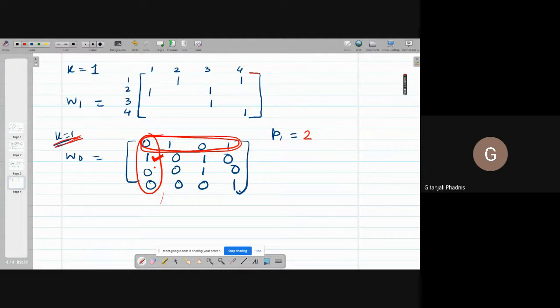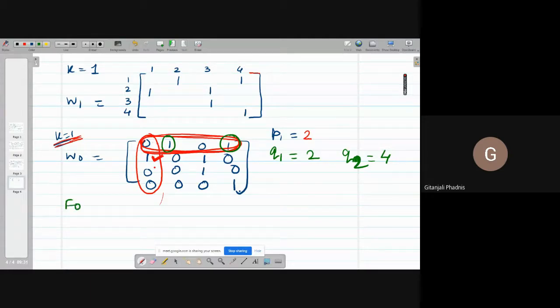Now look at the first row. In the first row where you have 1: in the second column and in the fourth column. So Q1 will be 2 and Q2 will be 4. Q2, sorry, I am also confused. Q2 is equal to 4. Yes, Q1 is 2 and Q2 is 4.